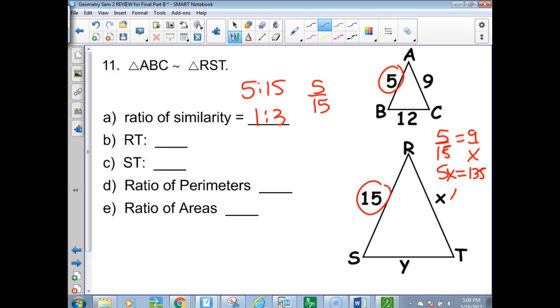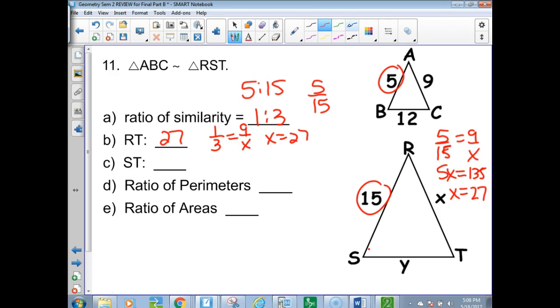And then divide by 5. So we would get 27. That's what x is. Now if you chose to use your similarity ratio, the numbers wouldn't have been as difficult to deal with. We could have done 1 is to 3, first figure to second, as 9 is to x. And then we would have gotten that 27 really fast.